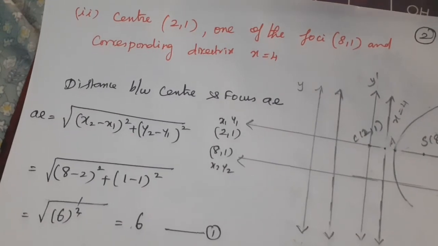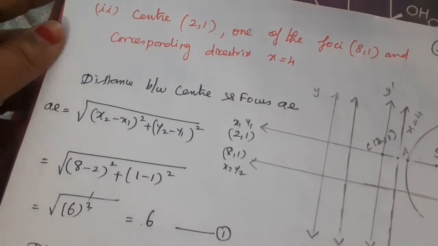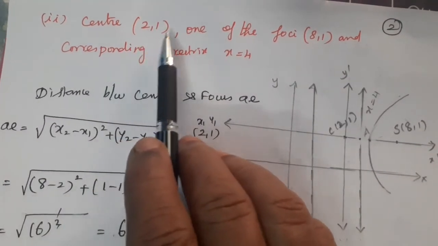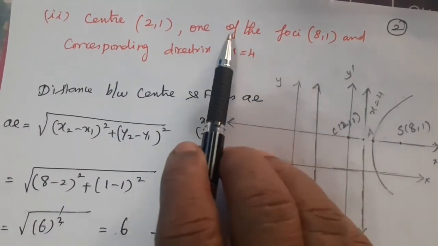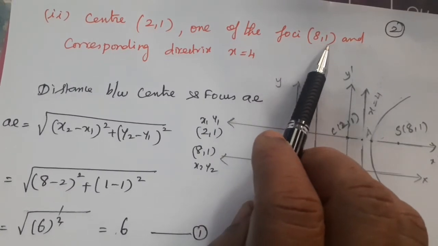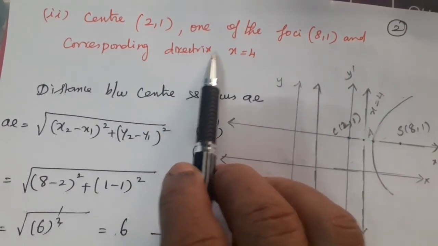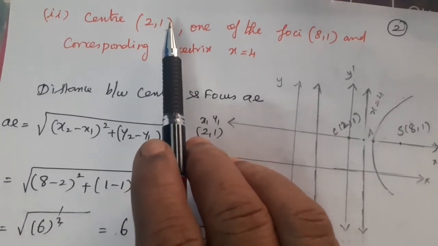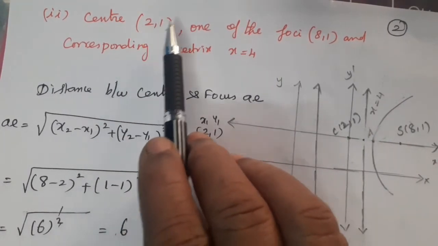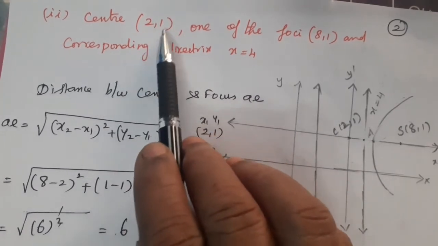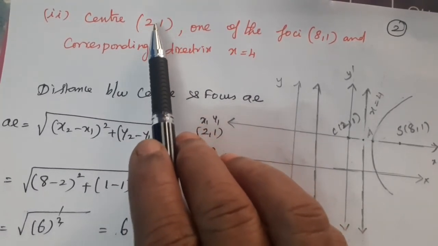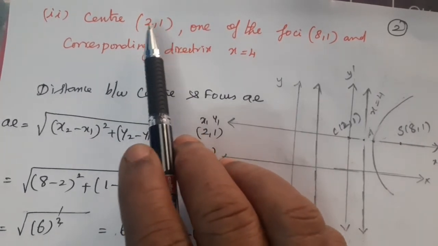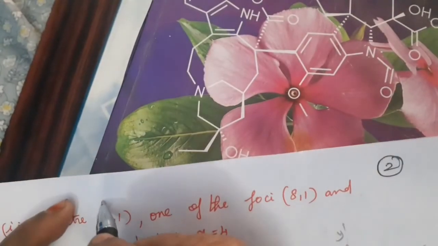Say in the same third question, see the second subdivision. Here what is given in the second subdivision? Given center is 2 comma 1. One of the foci is 8 comma 1, and the corresponding directrix is given, x is equal to 4. What are given? The focus and the eccentricity are given. Center is given, 2 comma 1. Therefore the hyperbola is not passing through the origin, because h comma k is nothing but 2 comma 1. The center means that is nothing but h comma k.